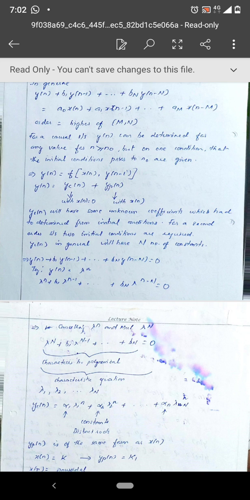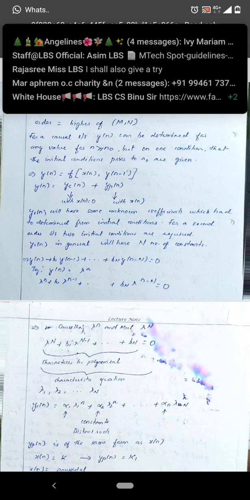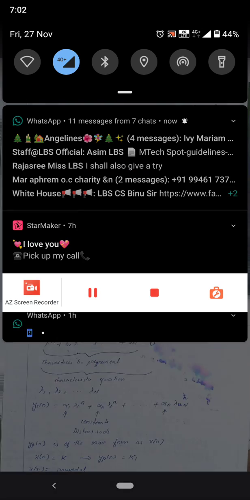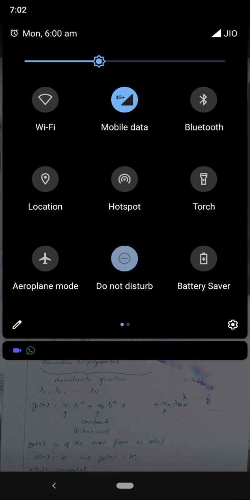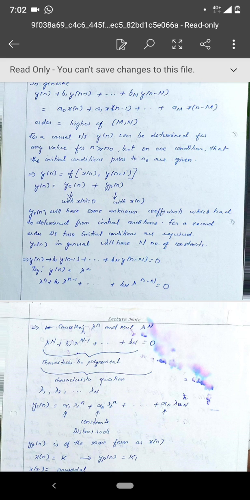Okay. Now, for a causal system, y of n can be determined for any value of n which is greater than or equal to n naught, but on one condition, that the initial conditions prior to n naught are known or given. You can find y of n for any values of n greater than or equal to n naught. N naught is a general term. It can be 0 also. But the system has to be supplied or given with initial conditions prior to n naught.